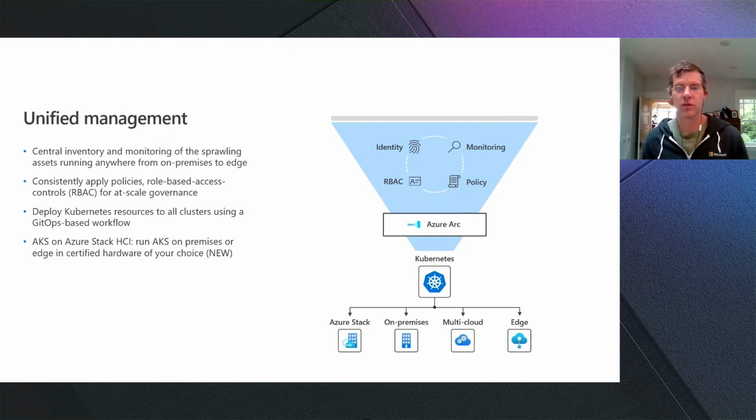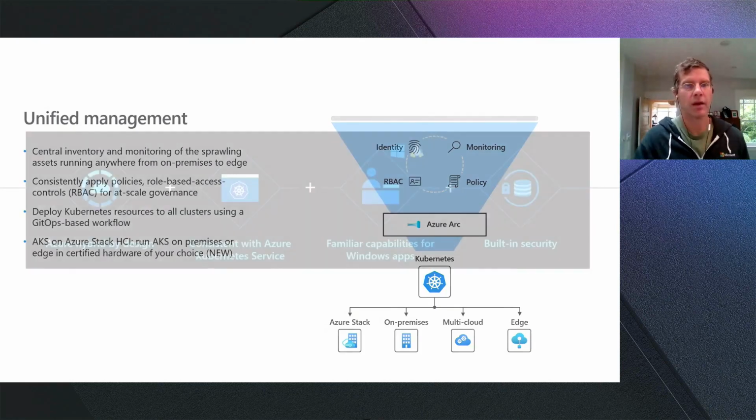And Kubernetes means that you can target all sorts of different environments, from Azure Stack, physical, bare metal on-premise, multi-cloud environment, and then, of course, the thing that we're announcing today that we're really excited about, which is AKS on Azure Stack HCI. So you can run AKS on-premise or at the edge in any kind of hardware that you want to run.